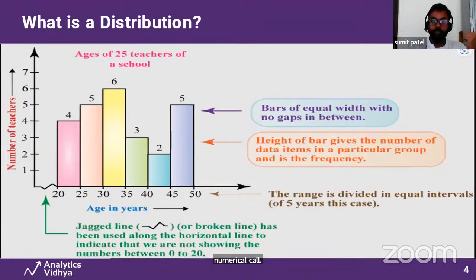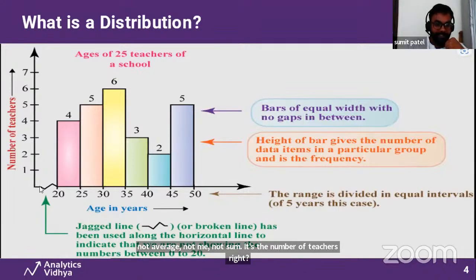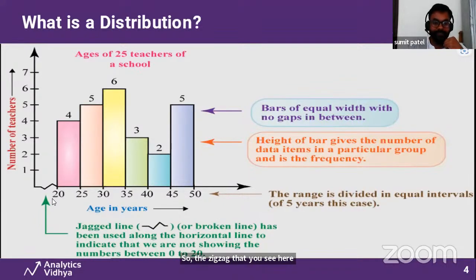Great. So now these are the number of teachers. It's always the count. Remember, the length of the bar is the count. It's not average, not mean, not sum. It's the number of teachers, right? The zigzag that you see here means that the axis does not start with a zero. These broken lines mean it doesn't start with a zero.